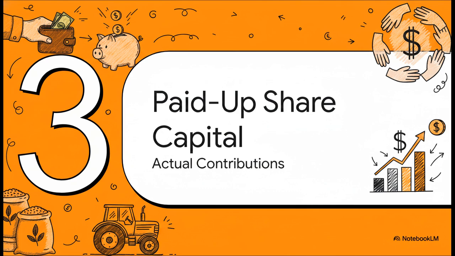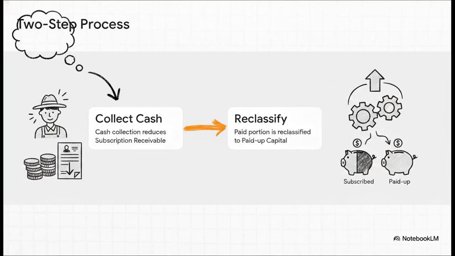Which brings us to Section 3, recognizing paid-up share capital. Let's see what happens when the money actually arrives. Now, unlike traditional accounting where cash just plops directly into equity, co-op accounting makes you do a very strict two-step dance. Step 1, the actual cash collection reduces that subscription receivable we just talked about. You debit cash, credit the receivable. Pretty standard. But then Step 2, that paid portion absolutely must be formally reclassified. It has to be moved out of subscribed share capital and into share capital paid up.